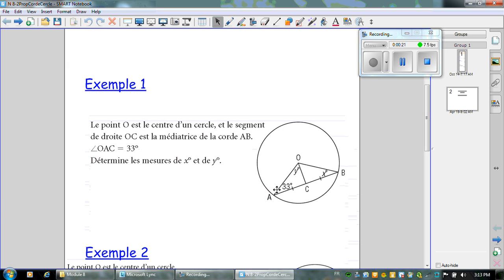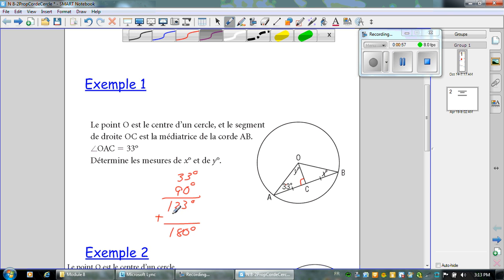So here I have a chord and it's split into exactly two pieces, and what you're looking for is to find x and y. So the first thing you need to do is locate again your 90-degree angle right here. And then you know that in a triangle all three angles are always 180 degrees. So if I have 33 already for one and 90 for another, I already have 123. And I know that all three, the missing one that I'm looking for, has to be enough to give me 180. So I can easily see that here it has to be 57. So y would be 57 degrees.